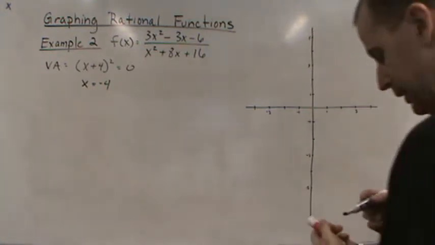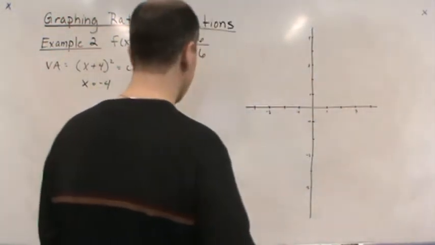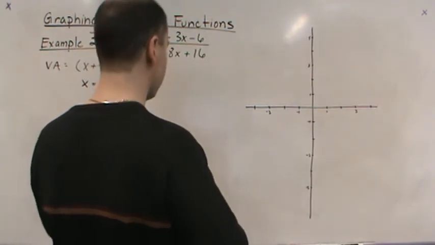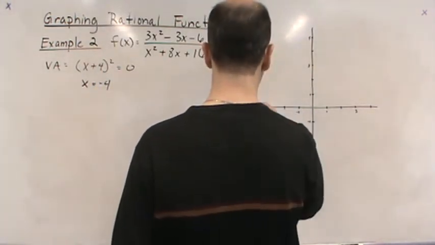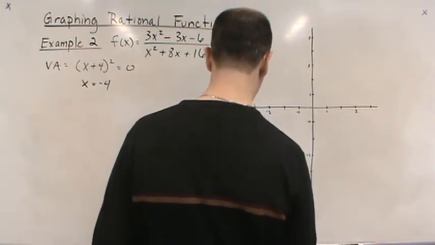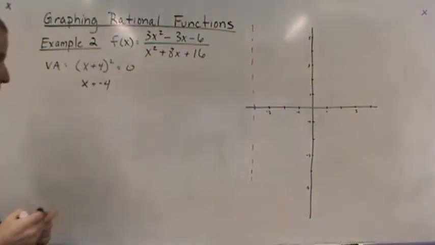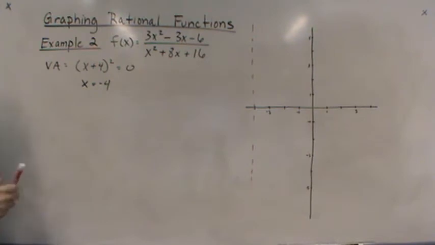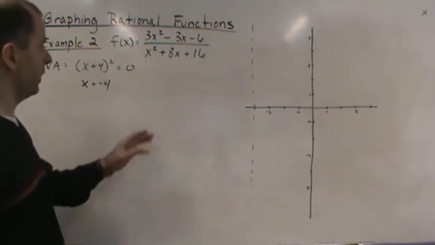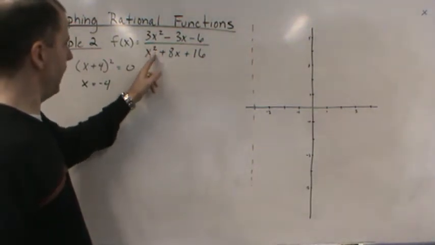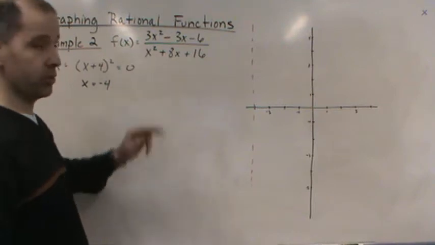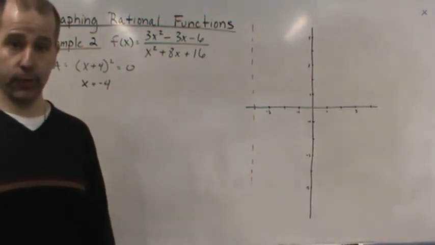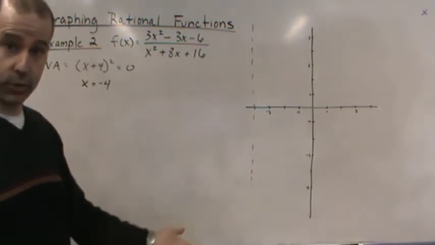So let's plot that. So x equals -4 is right here. And now what about horizontal asymptotes? Now remember, if we look at the degree of the top and the bottom, they're the same. So the rule is we take the ratio of the two leading coefficients. And in this case, we would say y equals 3, right?